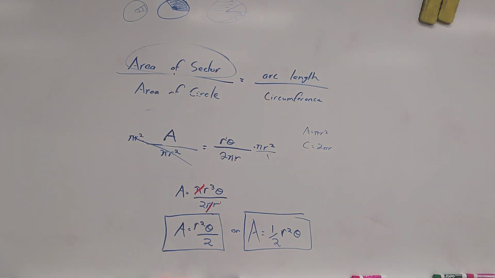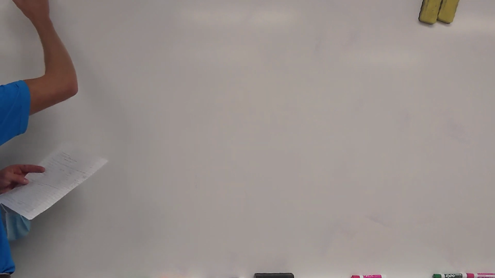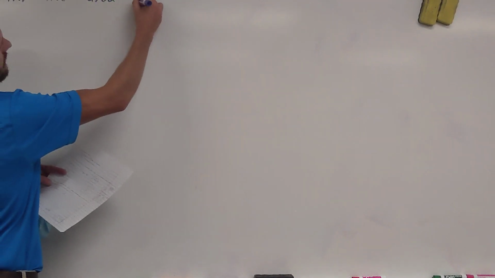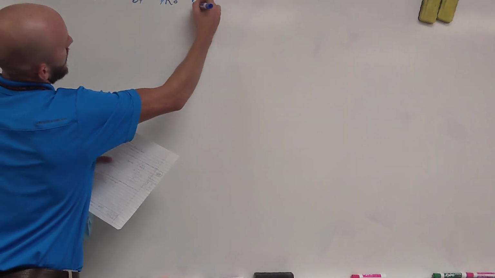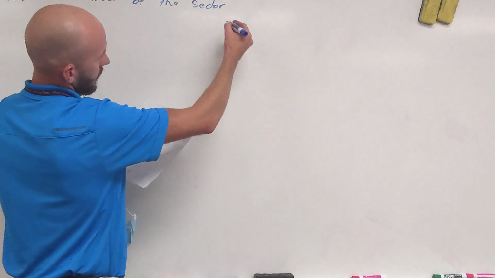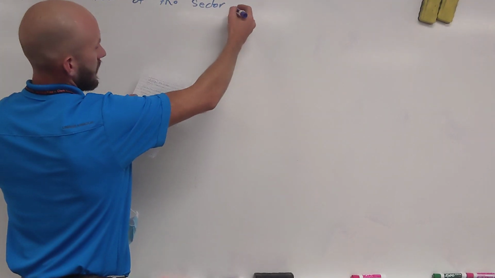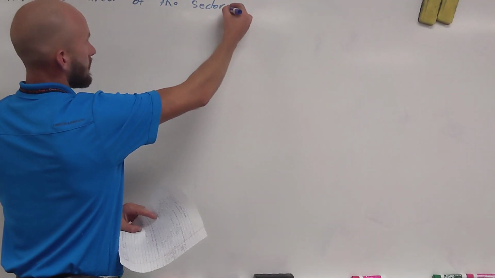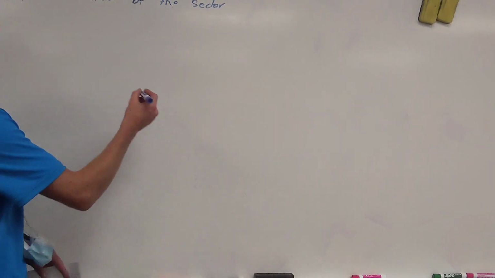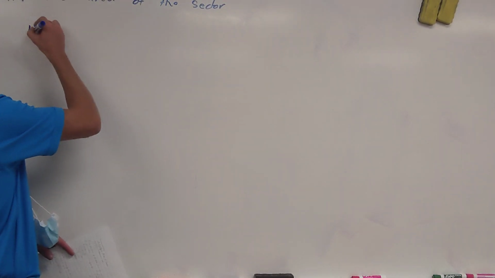Okay, so now we're just going to go through some examples using that. The directions are going to be to find the area of the sector, and on the worksheet or on a test, it'll say given the angle measure and radius, but that's just going to be the information that it gives you. I'm not going to write all that down.